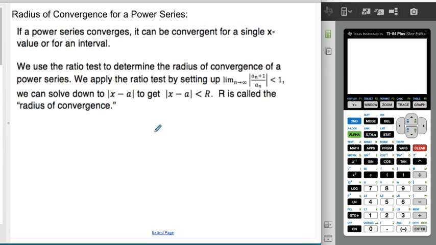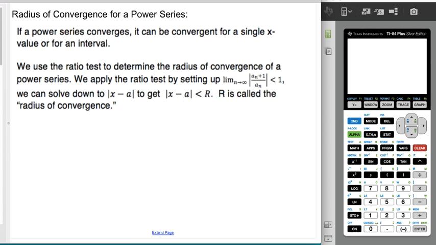All right, so when we want to find the radius of convergence for a power series, we're going to go back to what we learned in a previous video, and we're going to talk about the ratio test. So if a power series converges, it can be convergent either to a single x value or over an interval. We use the ratio test to determine the radius of convergence of a power series. Basically, we use the ratio test to get some x minus a inside an absolute value is less than r, and that r is called the radius of convergence.